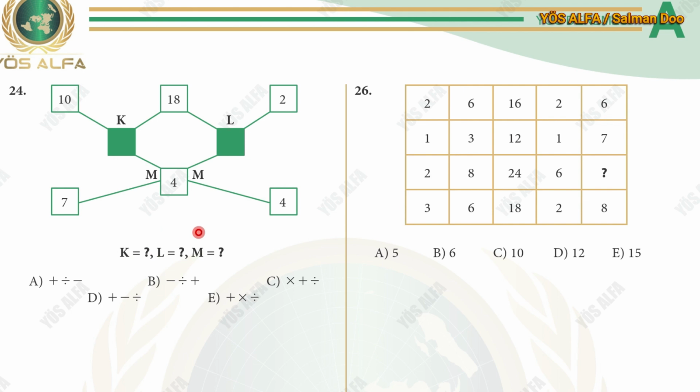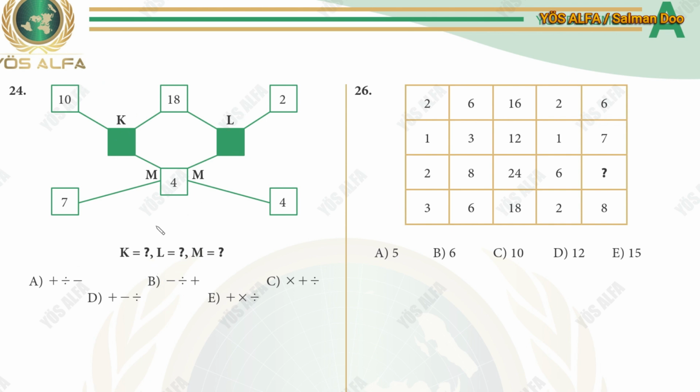24. K, L, and M are asked. They are the three different operations. So it's just trial and error process. Let's first try with the choice A. K is addition, L is division, and M is subtraction. Addition, division, and subtraction. 10 plus 18 is 28. 18 divided by 2 is 9. And 28 minus 4 is 24. It's not equal to 7, so this choice is eliminated.